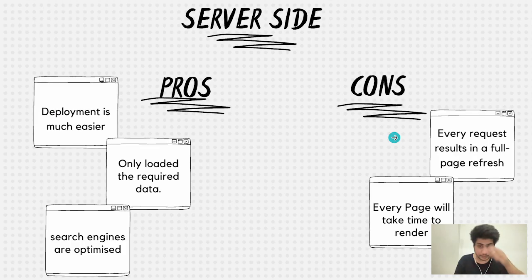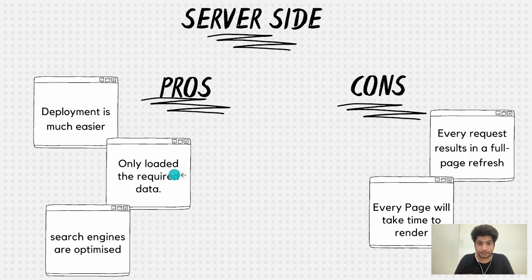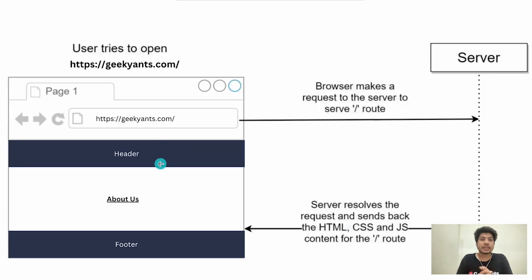So let's take an example. Let's say you go to GeekyAnts.com. Let's say for the first page it is going to be the same as server side routing. You type something on the address bar, it makes a GET request to the server, and it will give you a response, the document, and it will be rendered on the screen.